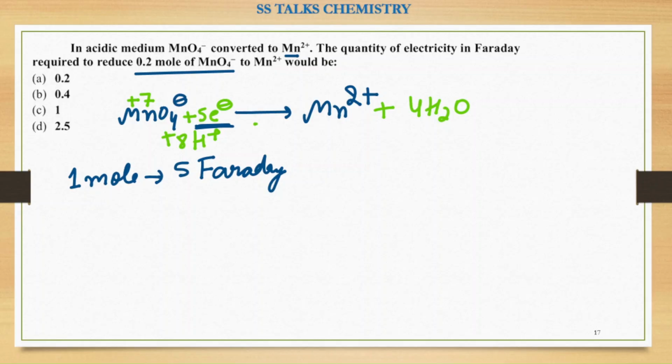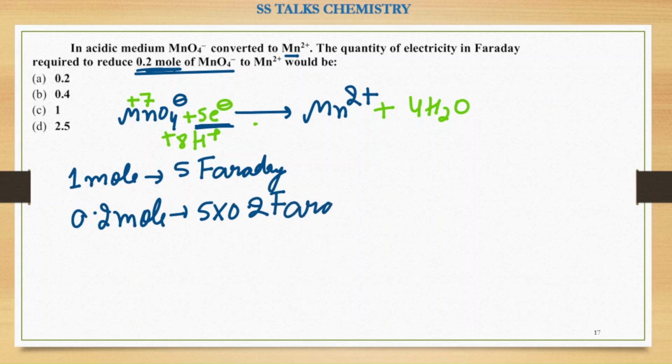Now we need to find it for 0.2 moles. So for 0.2 moles, just by the unitary method, it will be 5 into 0.2 Faradays of current we are requiring. So this is going to be equal to 1 Faraday. That means this much amount of current we are requiring for the conversion. So C is the correct answer in this case.